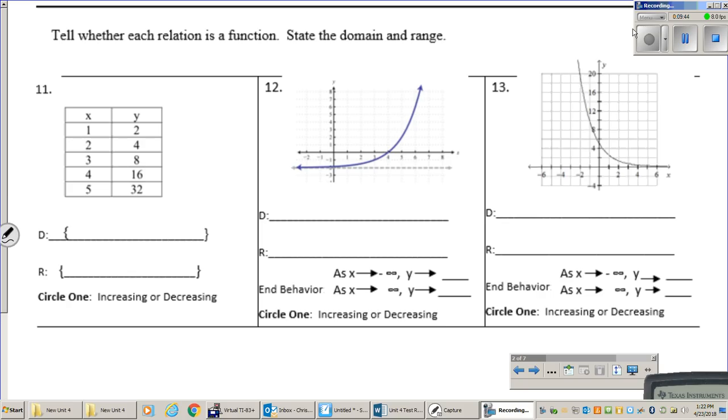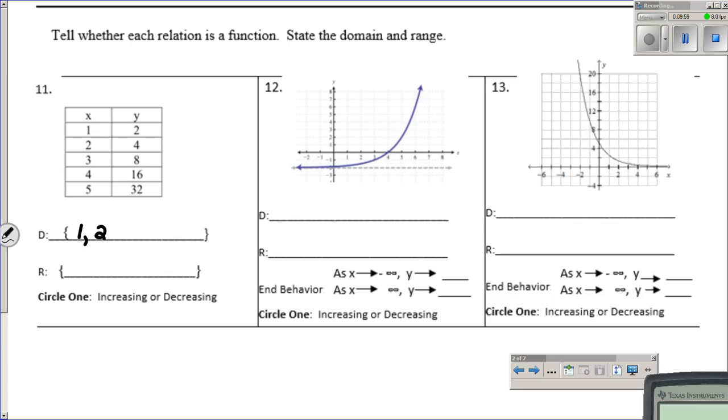So for number 11, all we're given is the table of values. There's no equation here, so we're just going to write the domain and range as discrete values. Remember, your domain will be all of your x coordinates, so we're just going to list those: 1, 2, 3, 4, and 5. Your range: 2, 4, 8, 16, 32. If you notice, as our domain values are increasing, our y values are also increasing, so this function is increasing.